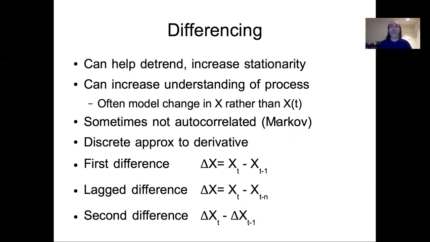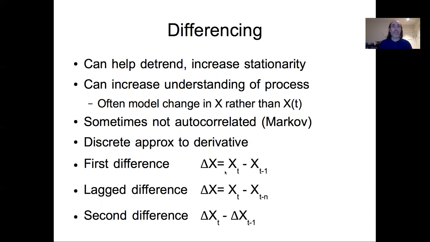So if you have a Markovian process, even if the data may be highly autocorrelated because the process model may be directional, sometimes the differences are not autocorrelated. You might basically account for the memory in the system. And in addition to the fact that many models are written in terms of change in X, others are often written in terms of derivatives, and really differences are just a discrete approximation of derivatives.